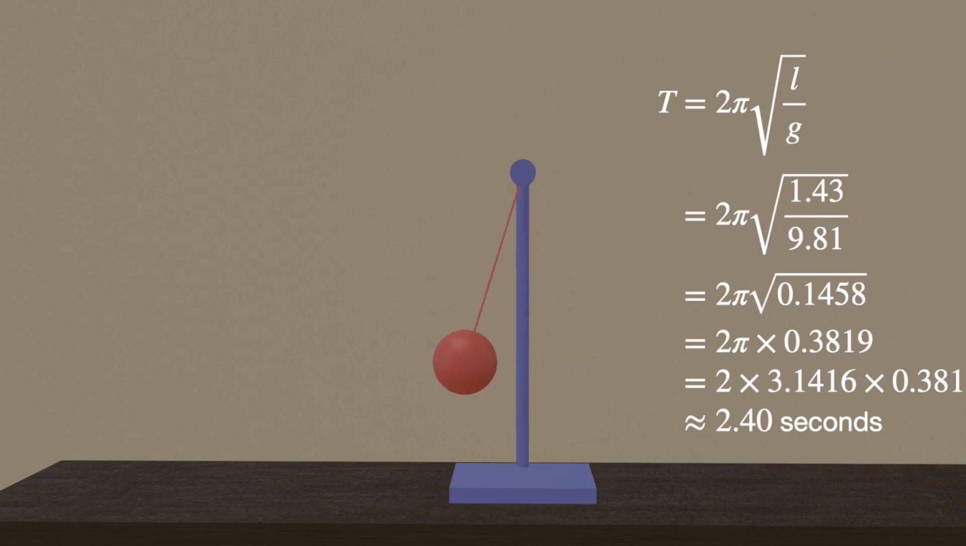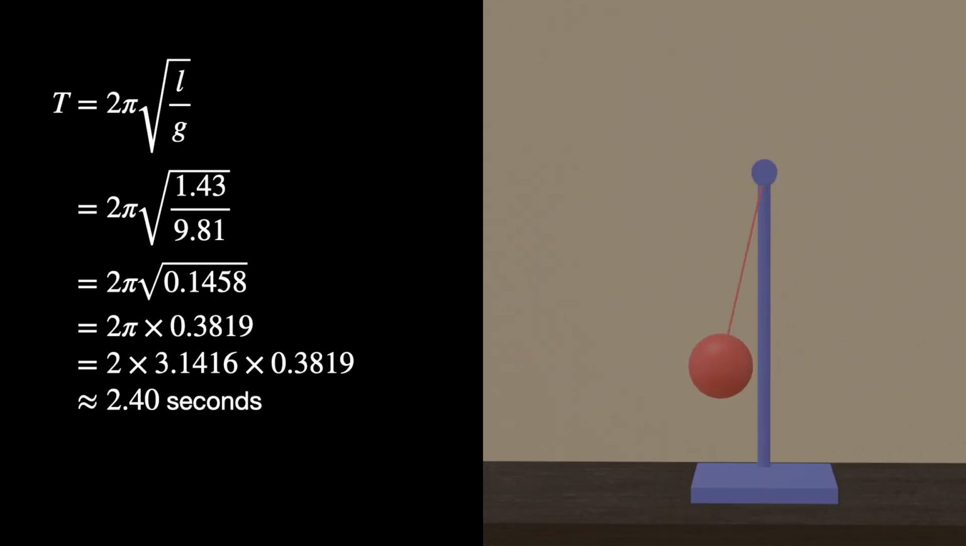If I substitute appropriate values of L and g, I would get the time period of this simple pendulum. T equals 2π root of 1.43 by 9.81. The answer is 2.40 seconds.